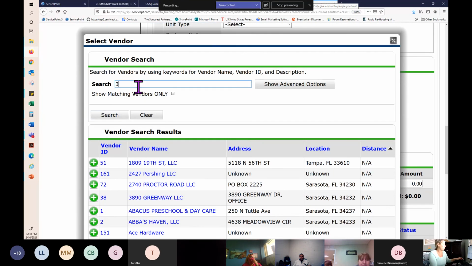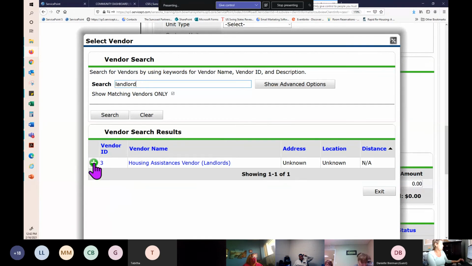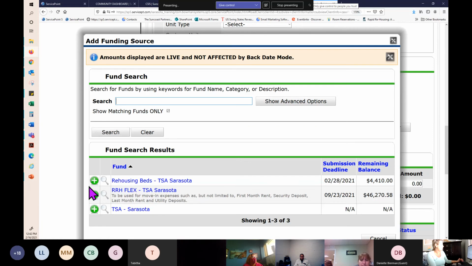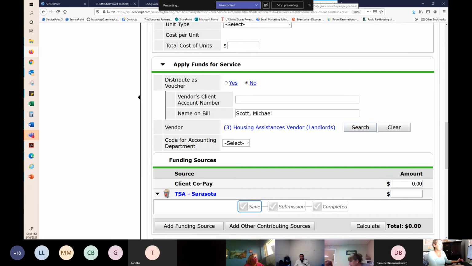So we can search for our vendor as landlord. We're going to add that, keep it generic, add a funding source. We'll just do this. And the deposit is $700.